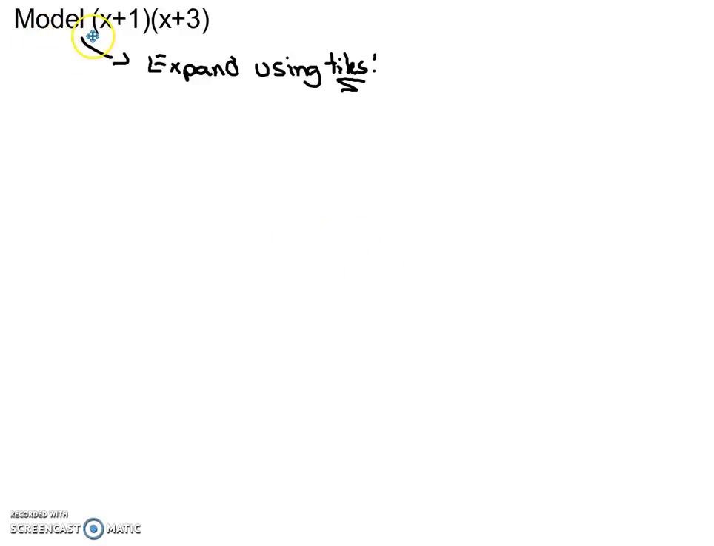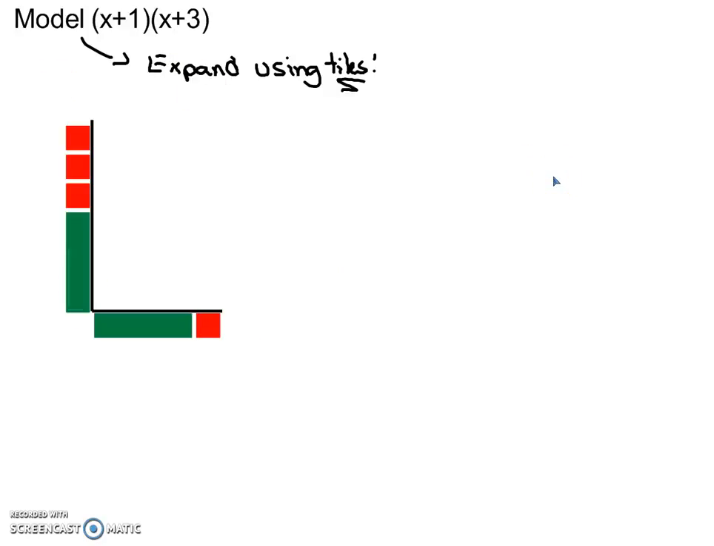So, we're seeing an expansion example. We're asked to model x plus 1 times x plus 3, and we're going to expand this by using tiles. The first thing we're going to do is place a frame, with x plus 1 along one side of the frame and x plus 3 along another side, as such. All we need to do to expand this expression is fill in the middle.